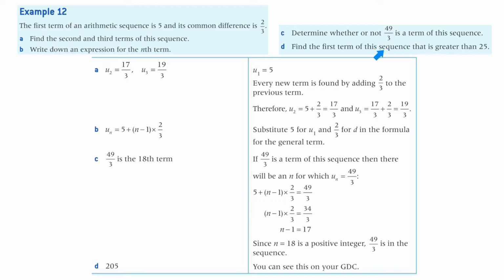D. Find the first term of this sequence that is greater than 25. Okay, now they've found it as 205. Now you can set this up on the GDC, and we can do that in class. Also, there probably are a few videos on YouTube that show that. You set it up in a table, and then you just scroll down the table, and that's the quickest way to find it, really, because you can set up a sequence in tables in the Inspire.